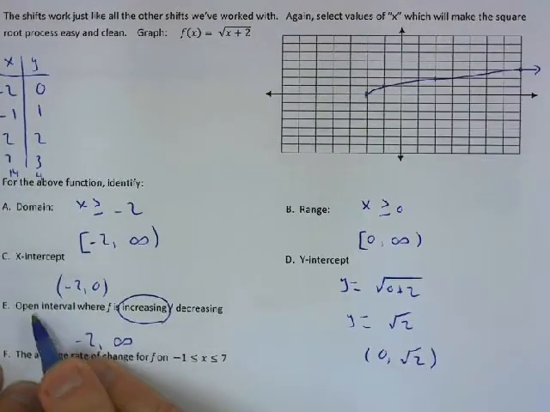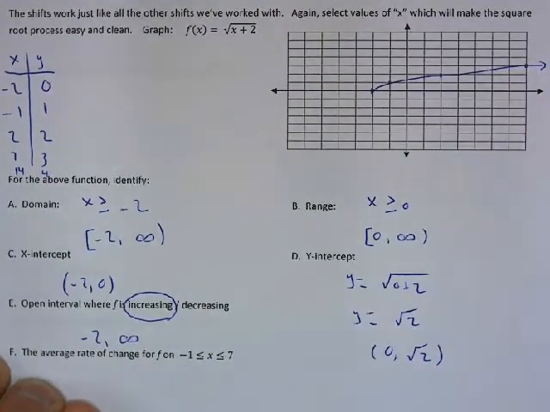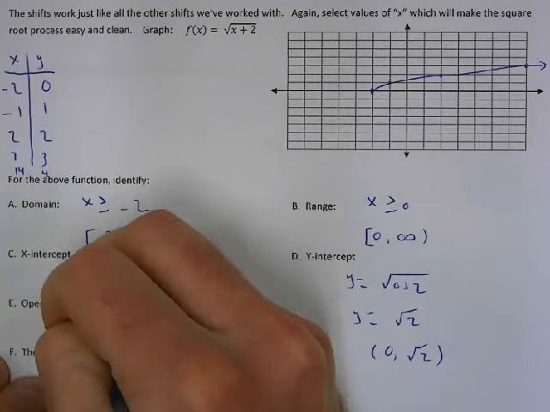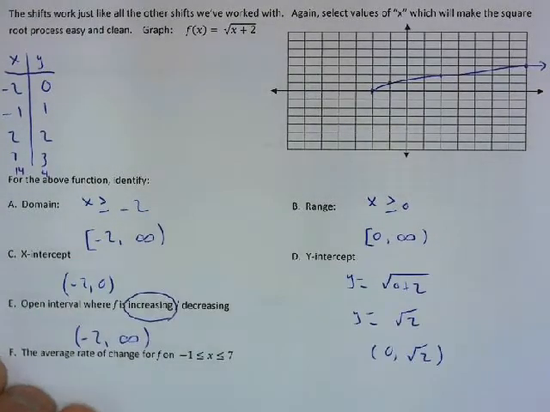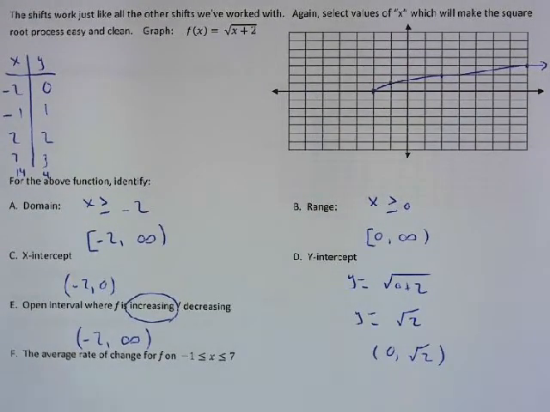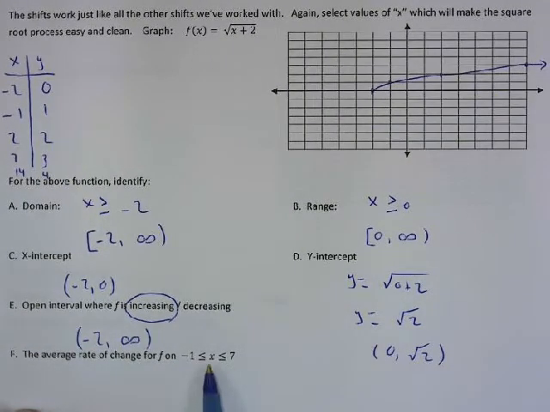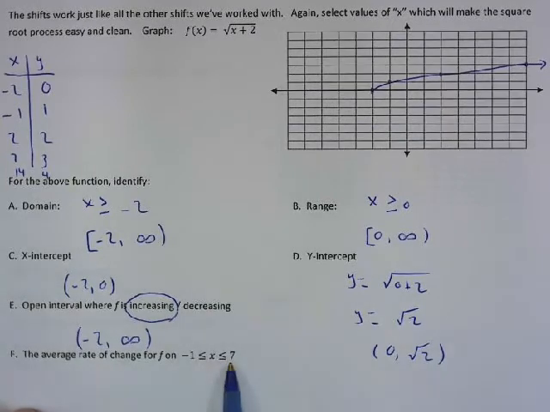Now remember, it's the open interval, okay, because it can't be increasing or decreasing at an exact point. It's always between 2 points. Open interval basically means we want parentheses around both of those parts. Okay. All right, and then the last part, this is a new part, the average rate of change for our function on this interval. Okay, so that means from x values of -1 to 7, what's the average rate of change?